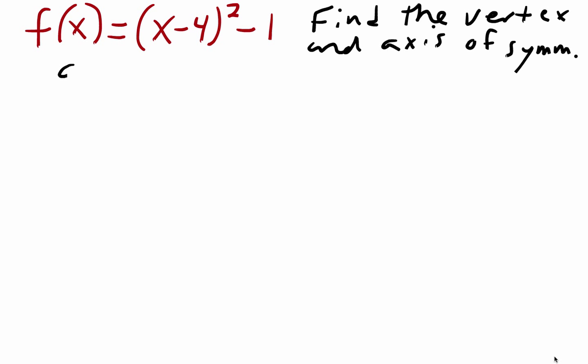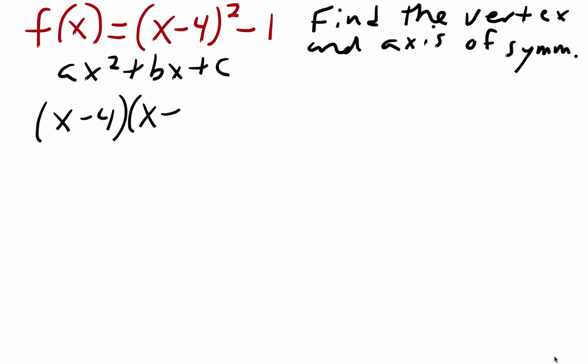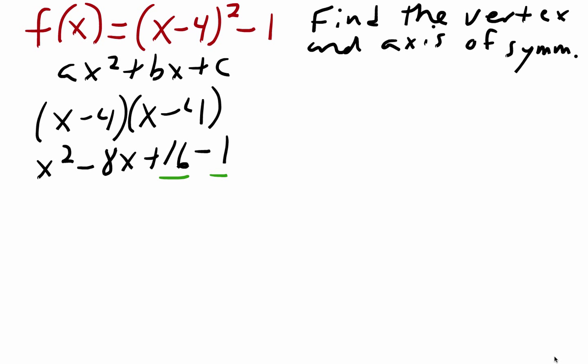So first of all, we have to get it in the form of ax squared plus bx plus c. Once again, I have (x minus 4) squared, which means (x minus 4) times (x minus 4). If I FOIL that, I'd get x squared minus 8x plus 16. I also have this minus 1, so I have to put that in there. I'll combine my like terms, and I'd have x squared minus 8x plus 15.